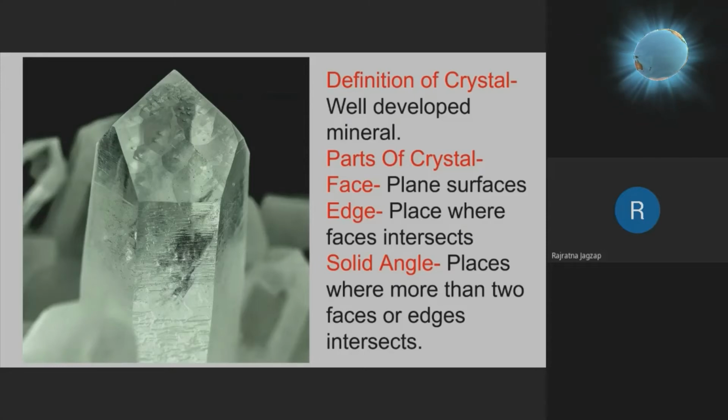Another additional property a crystal may have is transparency, as you can see here. The example taken here is quartz crystal. It shows transparent nature. Light can pass through the crystal.